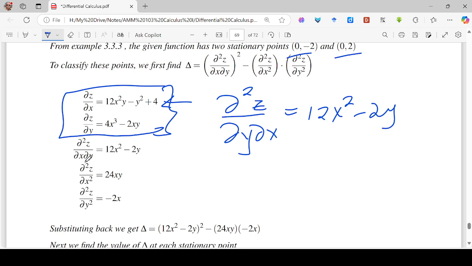Then if we differentiate with respect to x partially, we get 24xy. And if we differentiate the second function here partially with respect to y, we get minus 2x. So when we substitute these values here, you see delta now, we have 12x squared minus 2y squared minus 24xy times minus 2x.